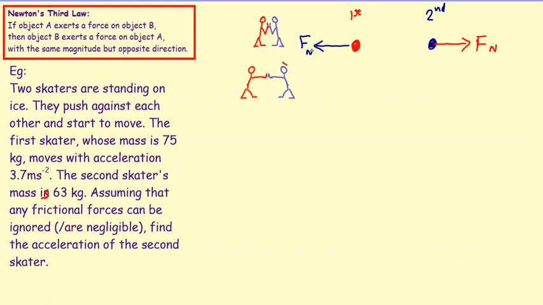And that's the only force that we need to include on our diagram. So here it says, assuming that any frictional forces can be ignored. So there's no other forces. We could, if we wanted to, think about the force of gravity pulling the person down through the ice, but we're just going to model the horizontal forces at this stage. We're not worrying about the vertical forces.